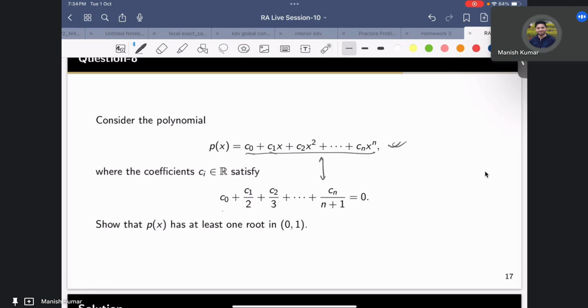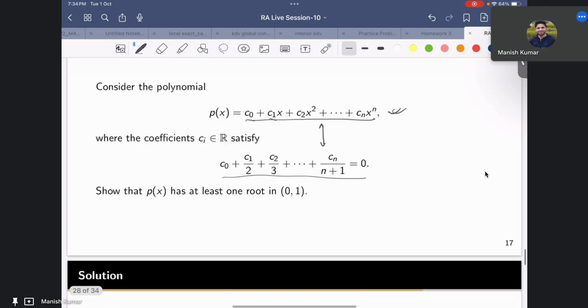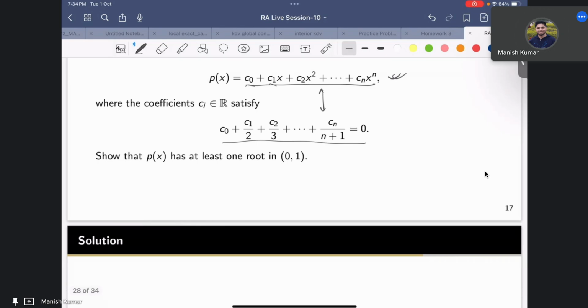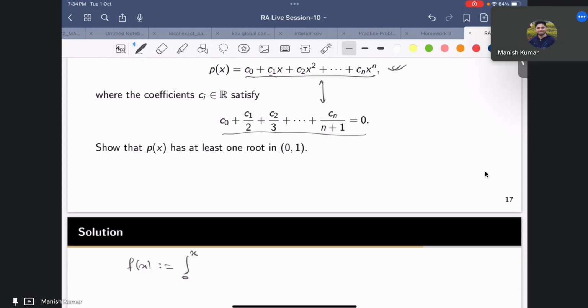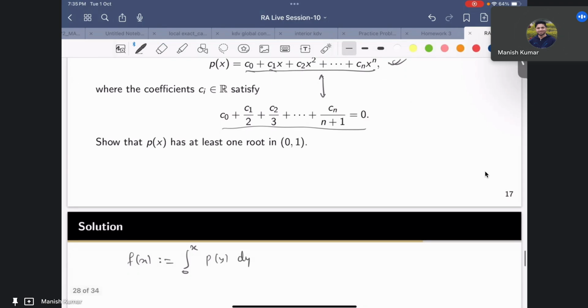How can I say? I don't think that it would be easy to guess, but let me tell you. Suppose you define this function. Suppose you integrate this p. I'll define this f of x maybe this way, from 0 to x, of p of y dy, where p has the constant term c0. If I integrate it, you see what you will get?